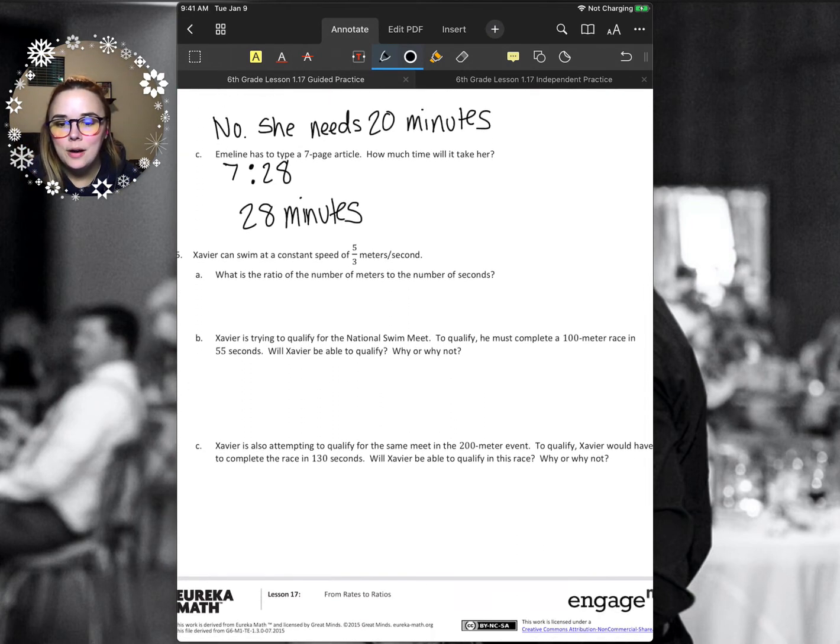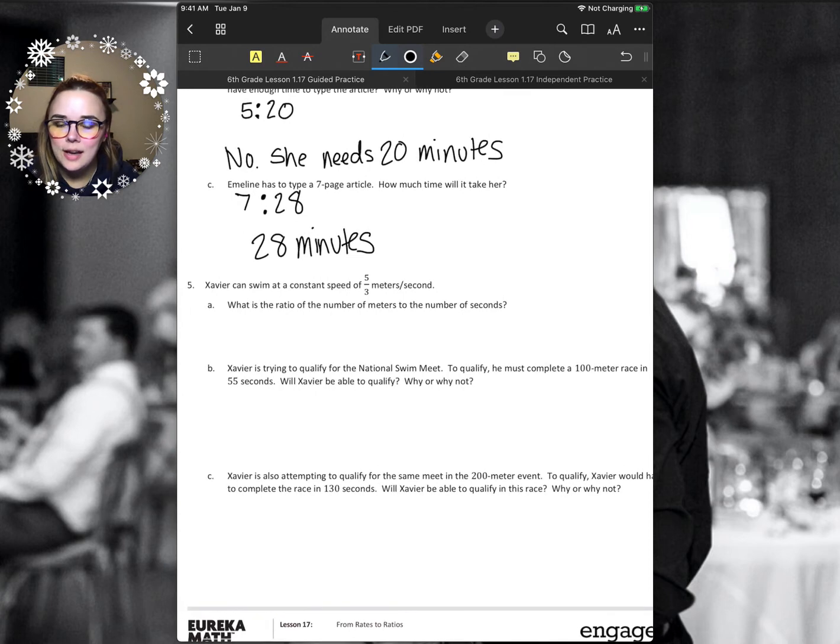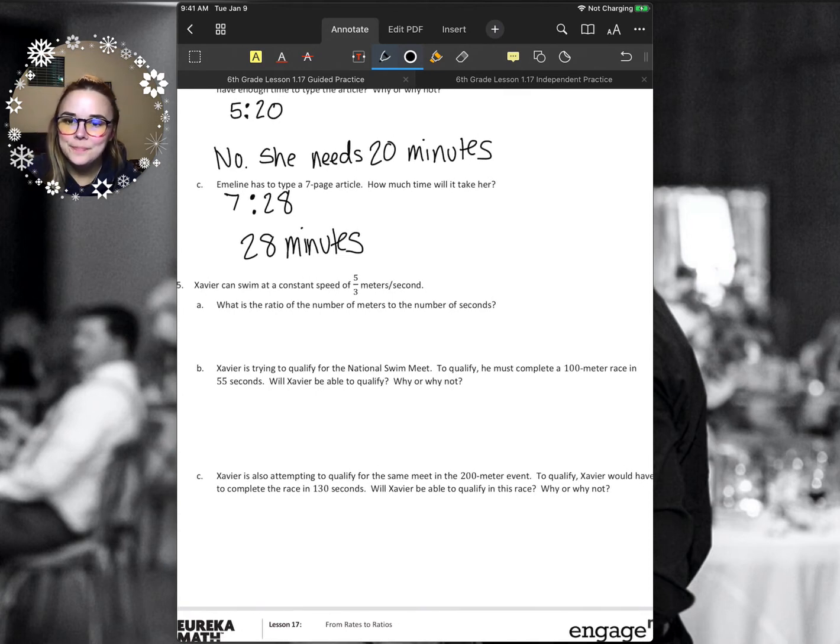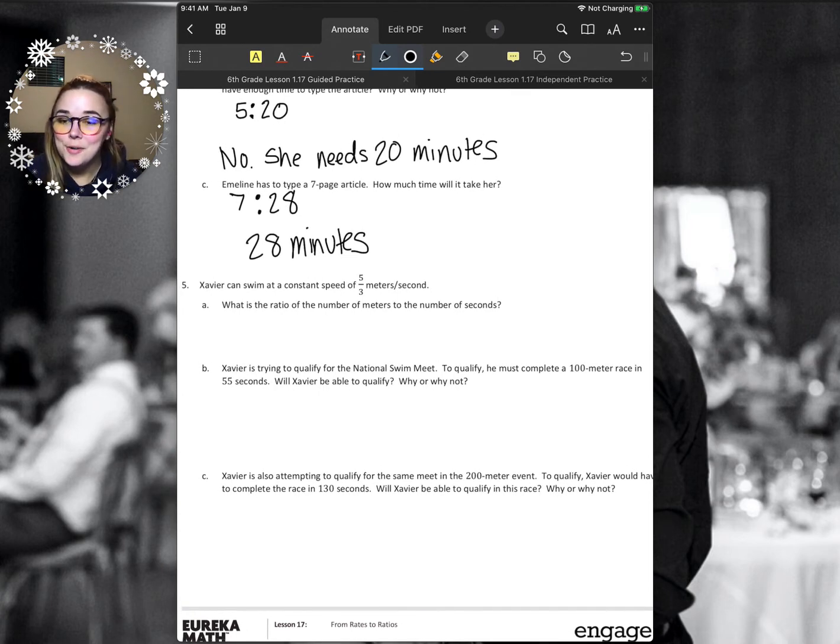I want you to go ahead and pause again, and I want you to look at number 5 on your own. You can pop back on to check your answer, or if you get stuck. All right, let's take a look at 5. So it says, Xavier can swim at a constant rate of 5/3 meters per second. What is the ratio of the number of meters to the number of seconds? 5 meters to 3 seconds.